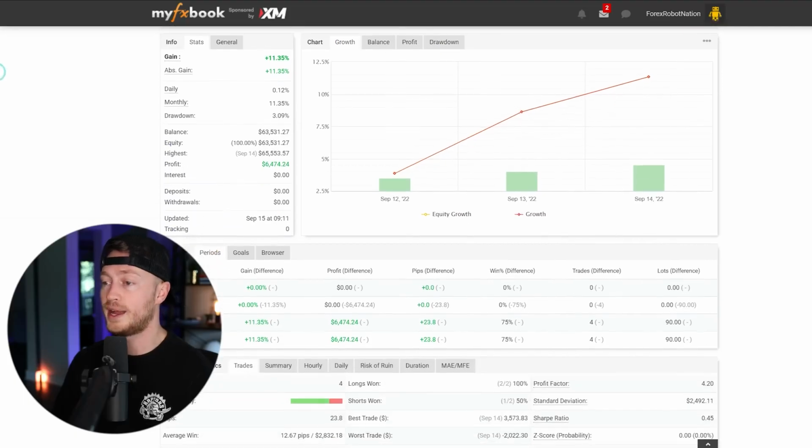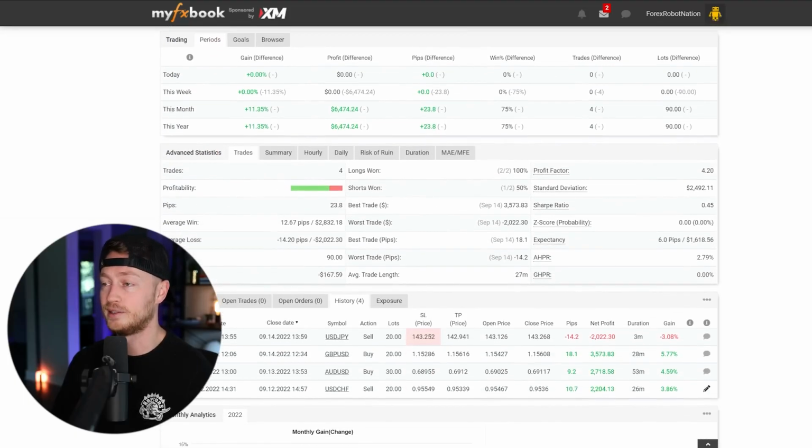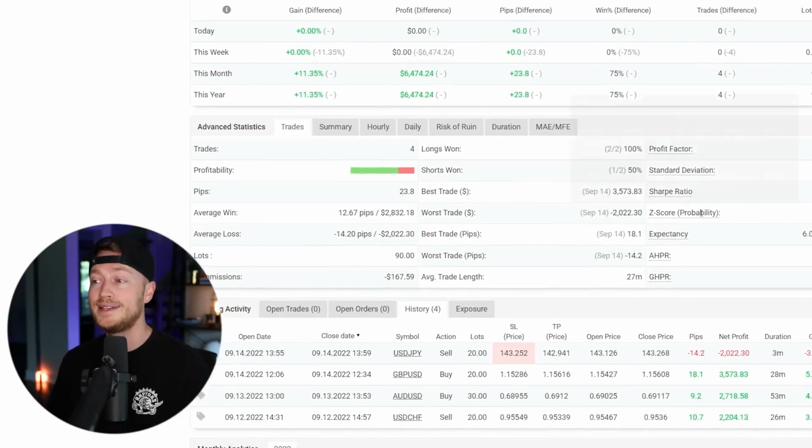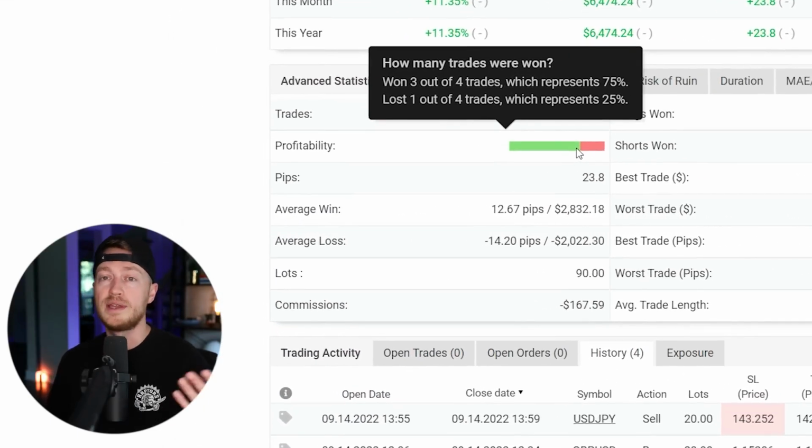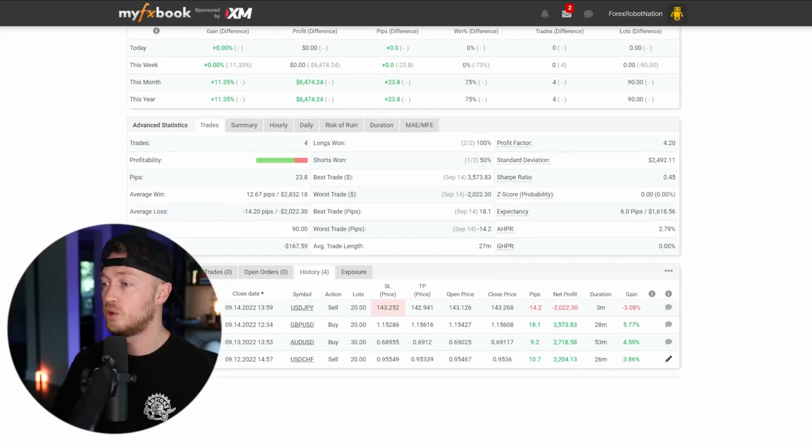If we scroll down, we could look at the statistics a little bit more. They promised a 99.3% win rate with this strategy, but I won 3 out of 4 trades. That's a 75% win rate. Obviously, I'm really happy with the 75% win rate, especially when my risk reward ratio is 1.5 on every single trade.